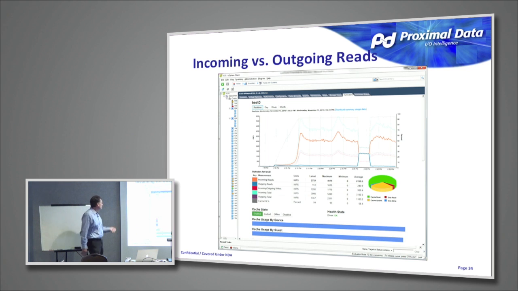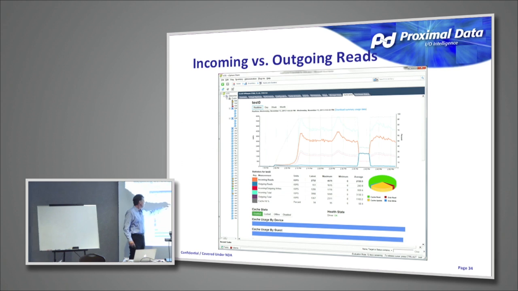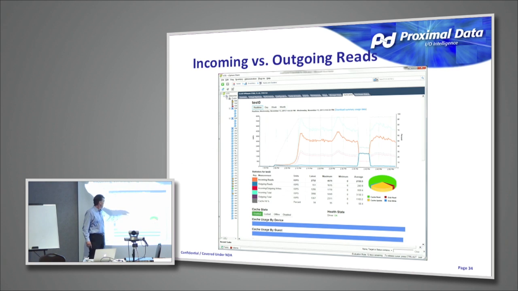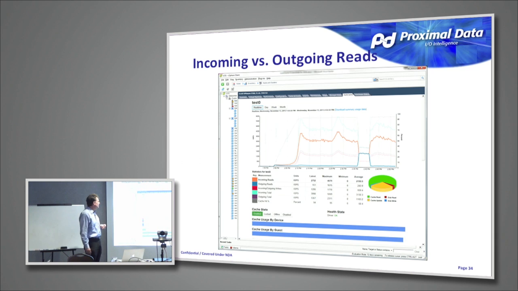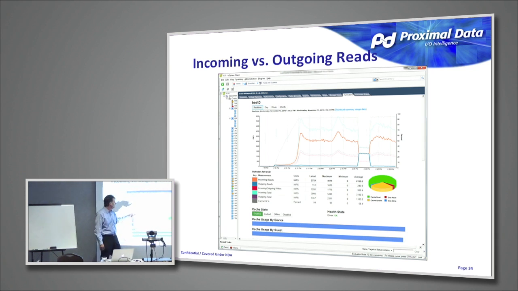This next chart is highlighting, once again, the read rate as well as the outgoing read rate. And this is the reason why we got the write improvement. Very few reads were actually making it out to the array to be in competition with the write workload.